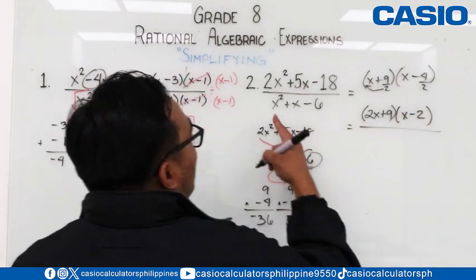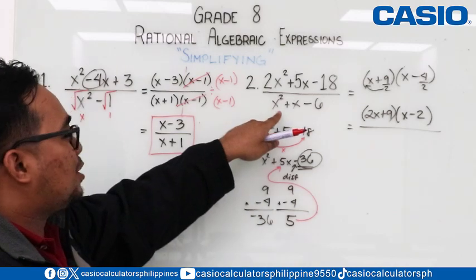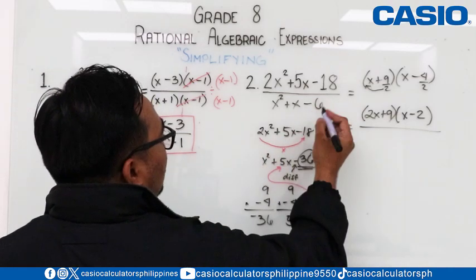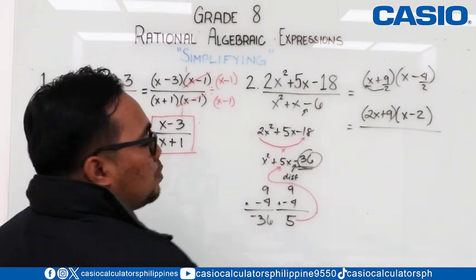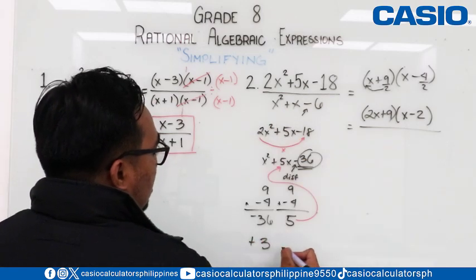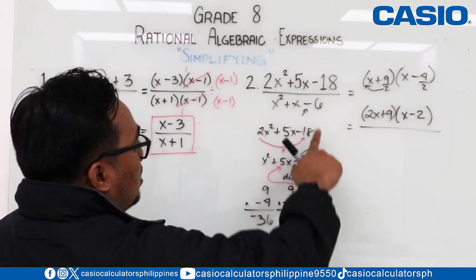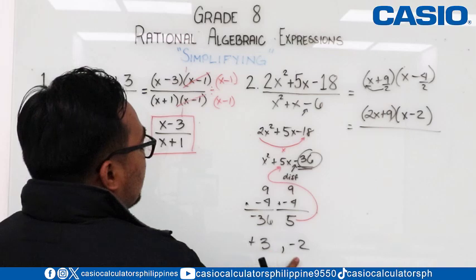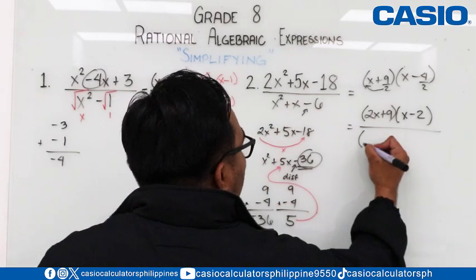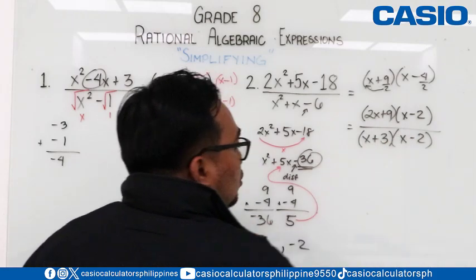Now, let's go with the denominator. How can we factor x squared plus x minus 6? So we just need to think any factor of 6 that is, when subtracted, gives you positive 1. And that will be positive 3 and negative 2. Since 3 times negative 2 is negative 6, and 3 plus negative 2 is positive 1. So therefore, the factor will be x plus 3 multiplied by x minus 2.